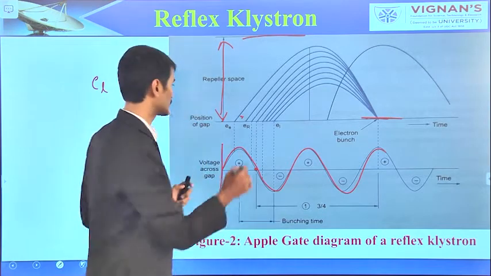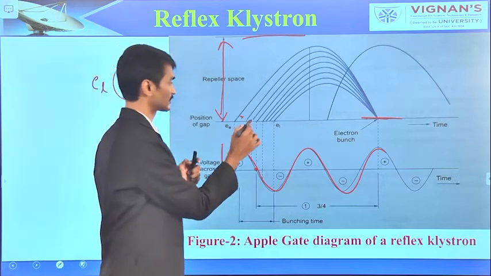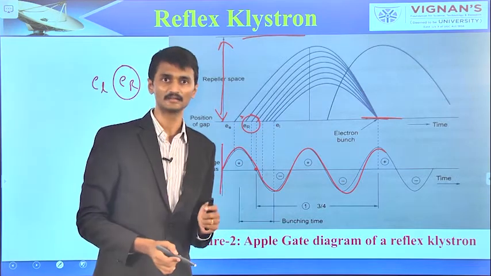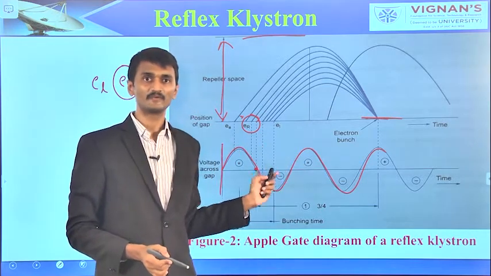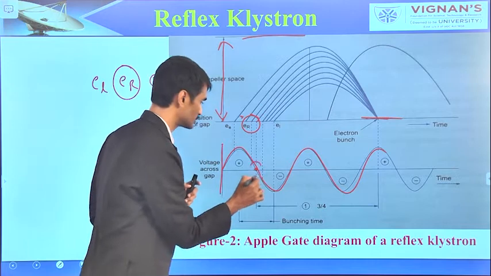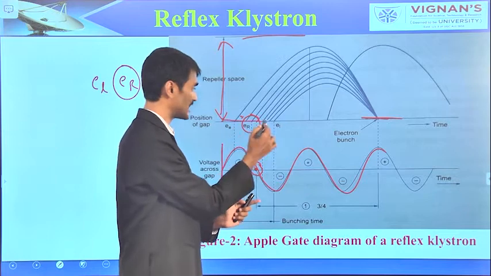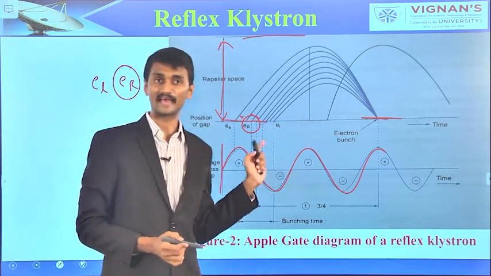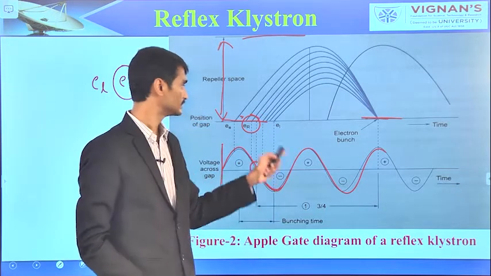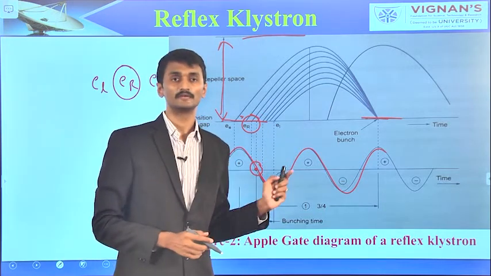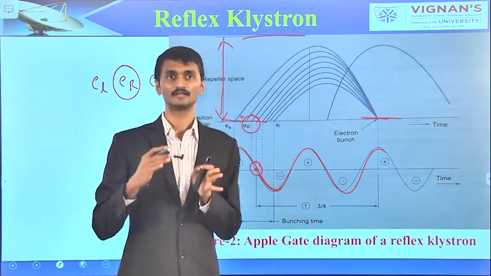Okay, here I have considered the first ER. What is ER? Reference electron, that is reference electron ER. The reference electron ER is the one that passes through the gap when the gap voltage is 0 and going negative. So this reference electron is unaffected by the gap voltage.